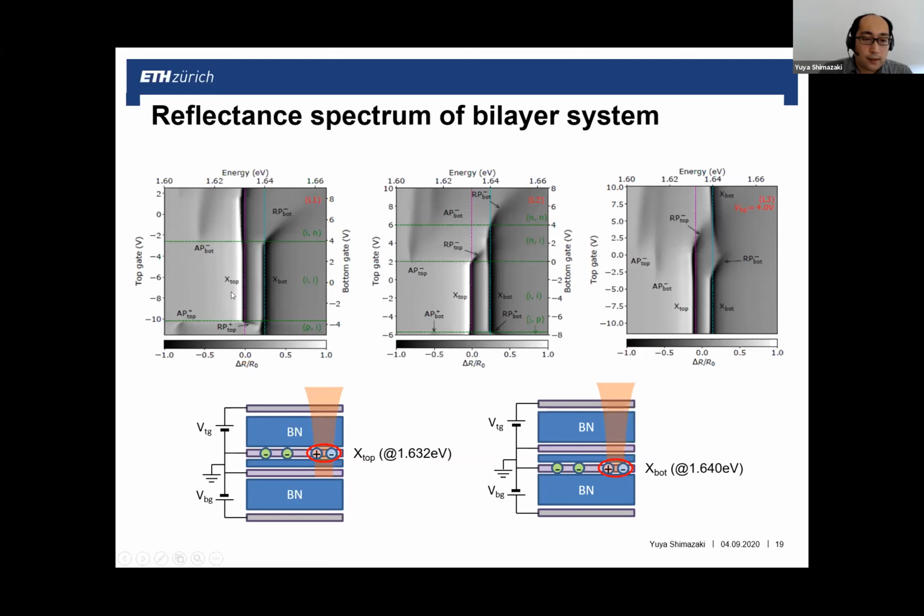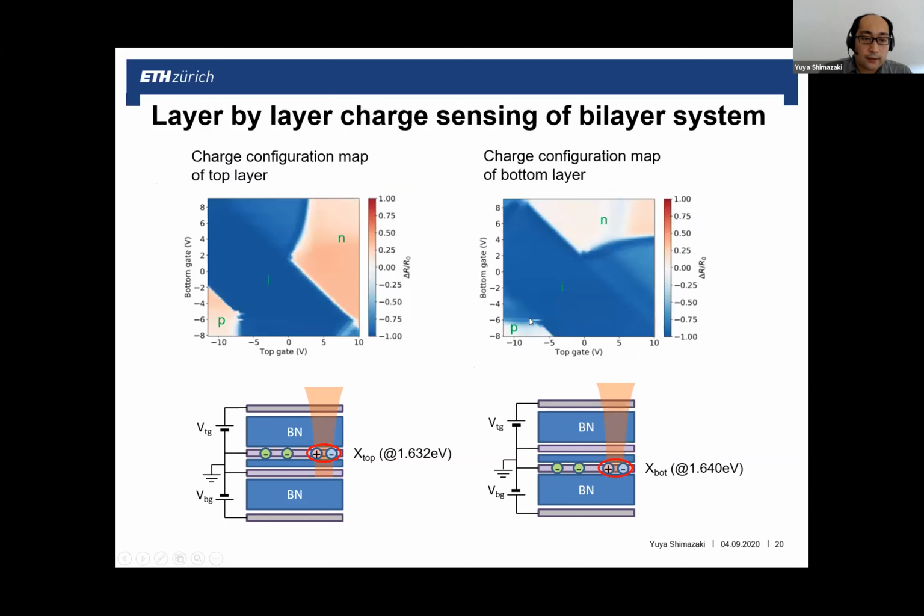So if we plot the reflectance signal at these fixed energies, we can probe the charge configuration of the top layer. The top exciton probes the top layer charge configuration, and the bottom layer exciton probes the bottom layer charge configuration. Now I show the reflectance signal magnitude at this top layer exciton resonance and the bottom layer exciton resonance here. So we can nicely see the change of the doping.